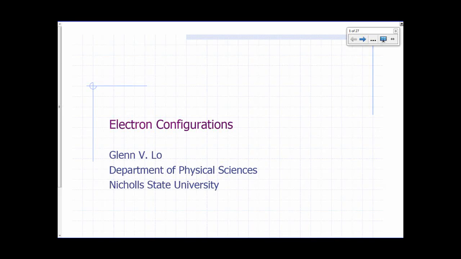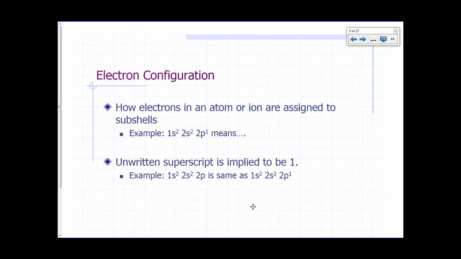In this lesson, we're going to talk about electron configurations. And electron configuration refers to the assignment of electrons to the different subshells. And so here's an example of an electron configuration, 1s2, 2s2, 2p1. What this means is we're talking about an atom or an ion that has 5 electrons. This number 2, 2, and 1 here refers to the number of electrons.